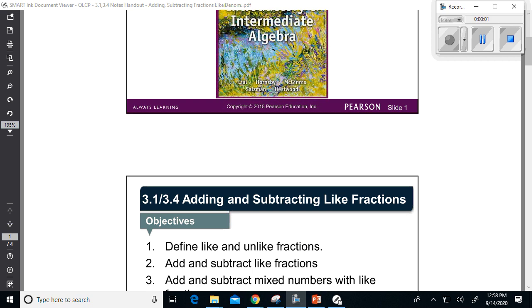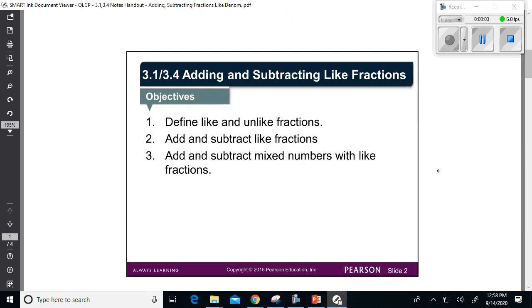So, adding and subtracting like fractions. There is a definite difference between adding and subtracting fractions with the same denominator and adding and subtracting fractions with different denominators. There's a big difference. So today we're just focused on the denominator being the same. On Wednesday, we'll focus on the denominators being different.